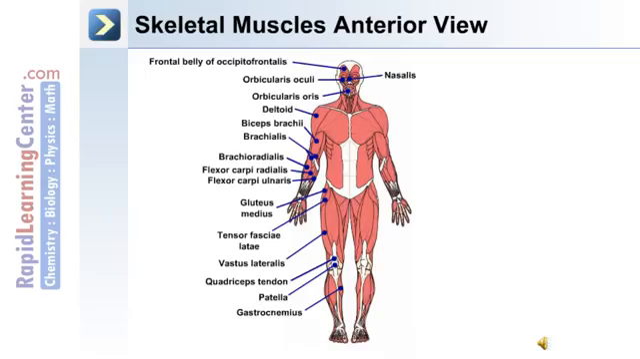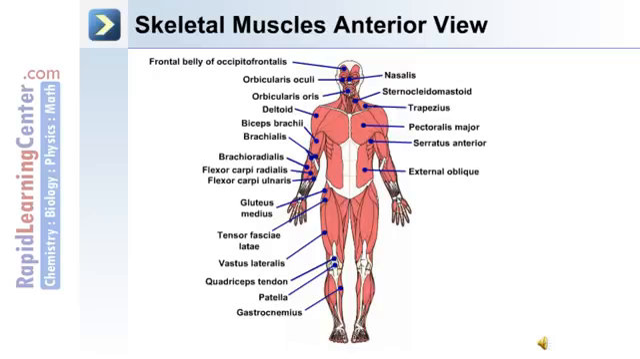Above the bridge of the nose is the nasalis muscle. And on the anterior neck is the sternocleidomastoid muscle. The trapezius muscle. The pectoralis major muscle is the major muscle of the chest. The serratus anterior. And the external oblique. The rectus femoris muscle is one of the quadriceps group. The sartorius muscle, the vastus medialis, and the tibialis anterior muscle, as well as the soleus muscle.